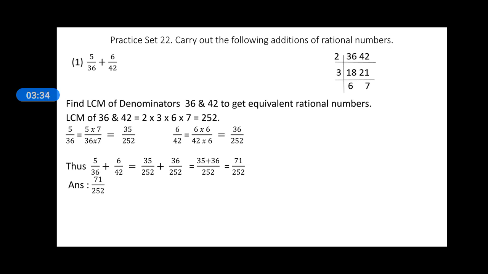Now the denominators are the same. So it will be 35 upon 252 plus 36 upon 252, which comes up to 71 upon 252. So your answer is 71 upon 252. Let's see the next sum.